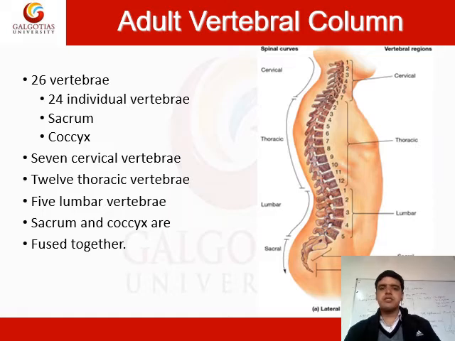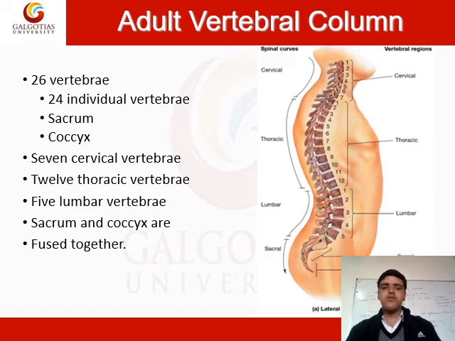Next part of the axial skeleton is the vertebral column. In an adult vertebral column, the total number of vertebrae, or the bones forming the vertebral column, is 26. Out of the 26, 24 are individual vertebrae, that is, separate bones, along with sacrum and coccyx, which work as single bones. That's why ultimately the total number of bones is 26 in the vertebral column.